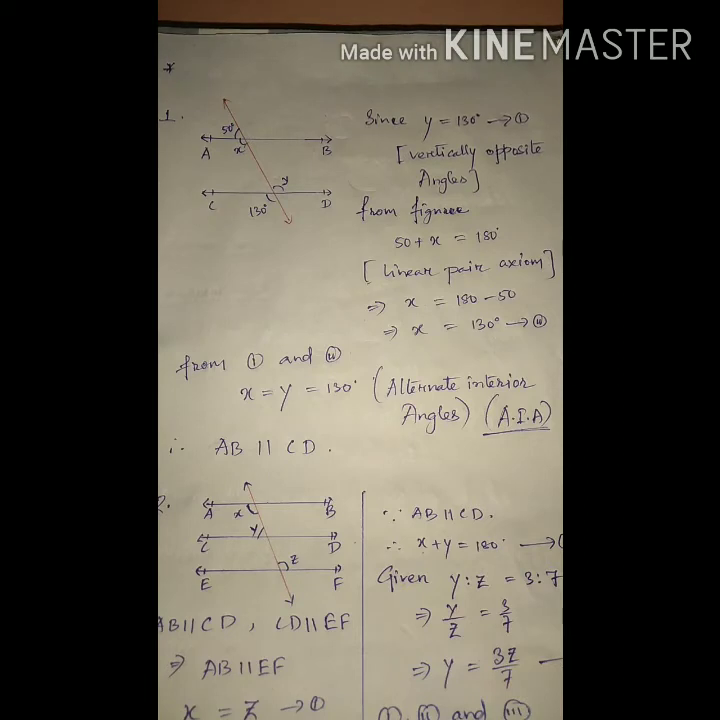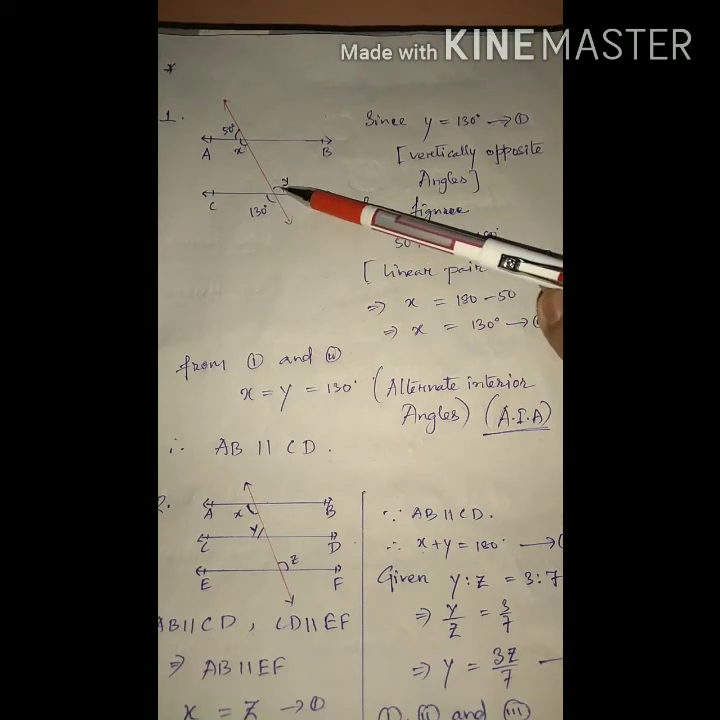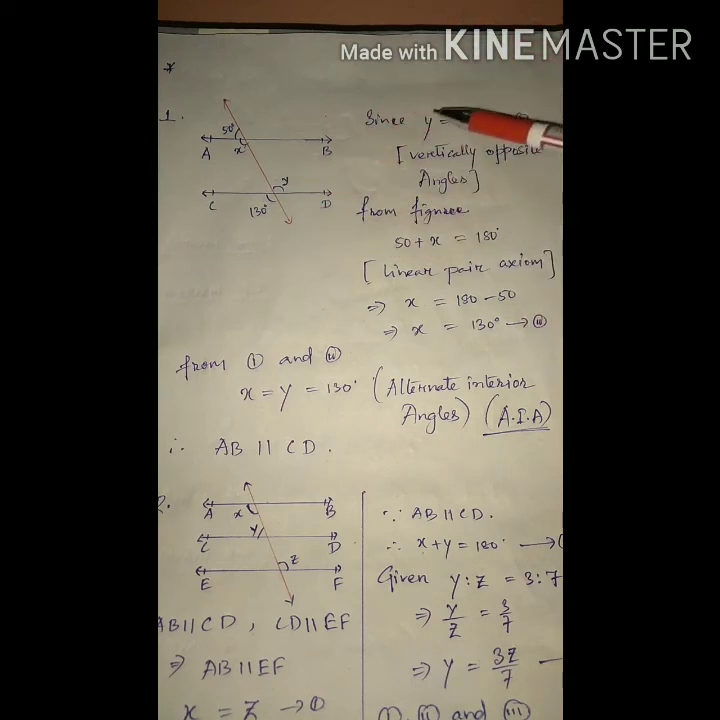So first of all we have to write, since you see in this diagram y and 130, these two are what? If two lines intersect each other, then the opposite angles are vertically opposite angles. So from this condition we can say y is equal to 130. That's why we write here y equal to 130. That means these two angles are what?